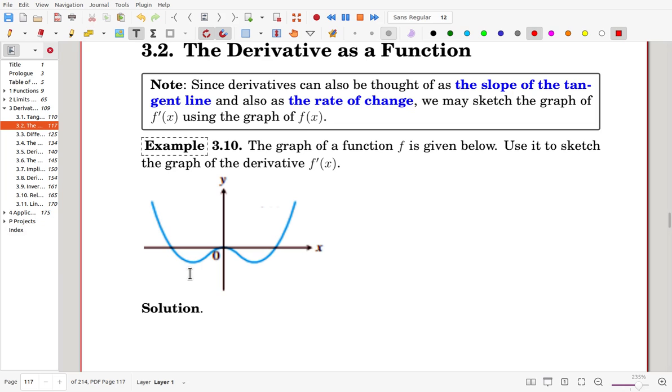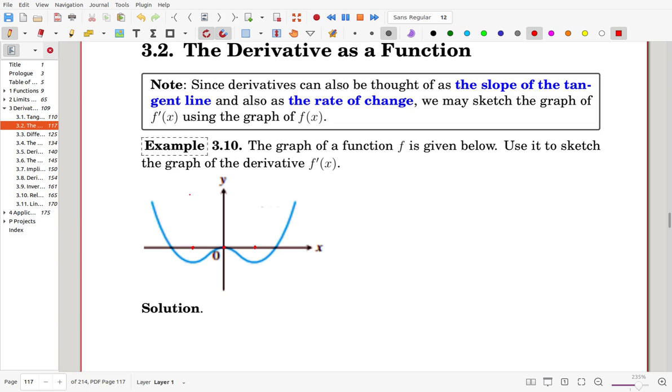Now, once you choose this point, if this is x0, then at the point, the derivative will be 0. Let's use the red pen so that the derivative will be 0 at this point. If x0 is this point, again, the derivative will be 0. Again here, because here the tangent line has a slope 0.